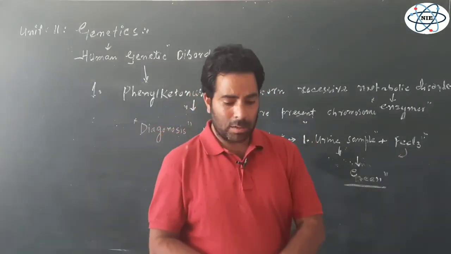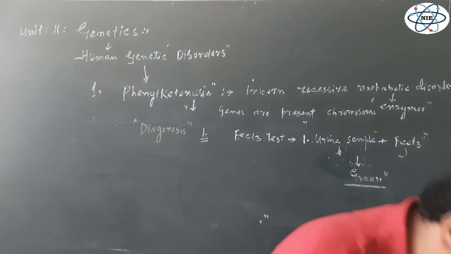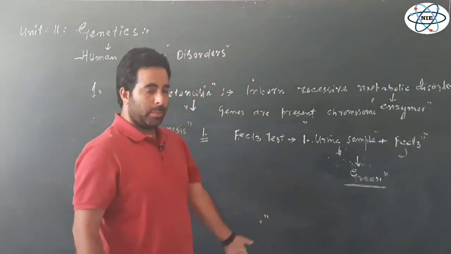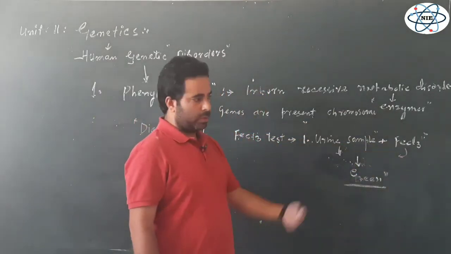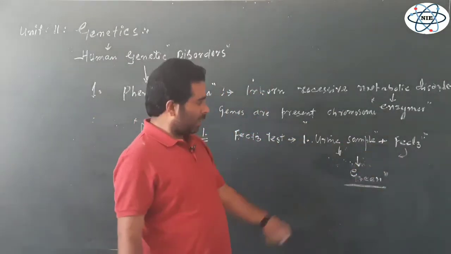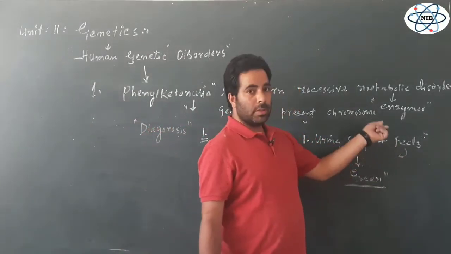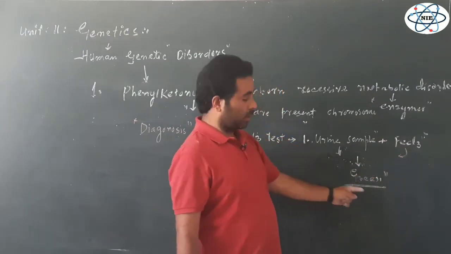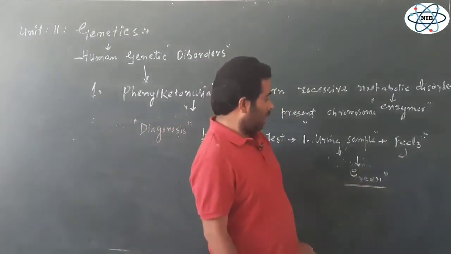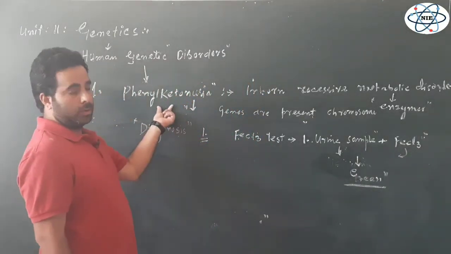For example, if we want to screen a newly born baby, we can simply add the ferric chloride to the diapers which have some concentration of urine, and the color will change from yellow to green if that baby is having phenylketonuria, right?